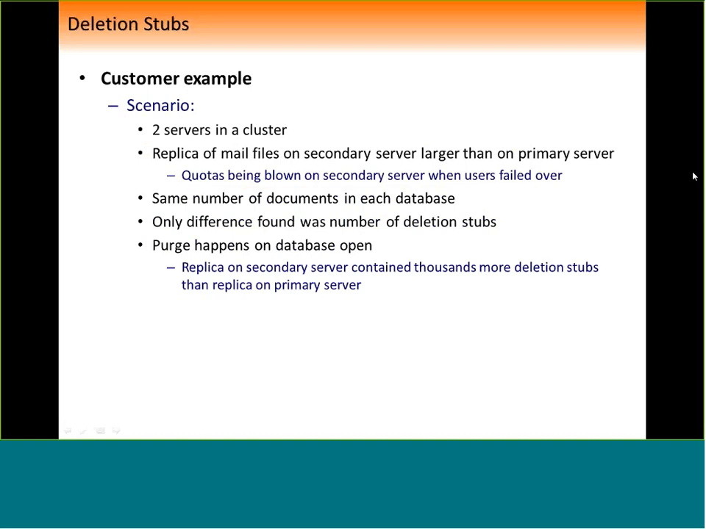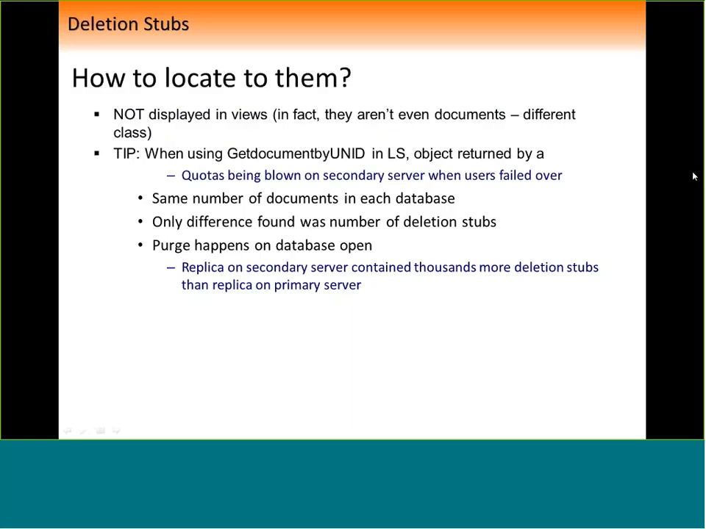There were thousands and thousands more deletion stubs in the replicas on the secondary server. The critical thing to understand here is that the purge operation happens on database open. So the deletion stubs were remaining in those databases much longer because the databases were not being opened. Now, this is actually taken care of for us in Domino 9 and 9.0.1 through the DBMT, or the database maintenance tool, so this is something you would see prior to a release 9 scenario. At this point, I'm going to turn it back to Ben, and he's going to talk about how to locate the deletion stubs.